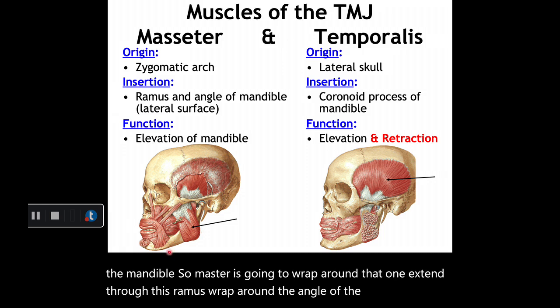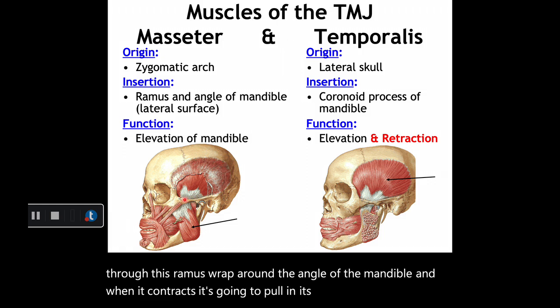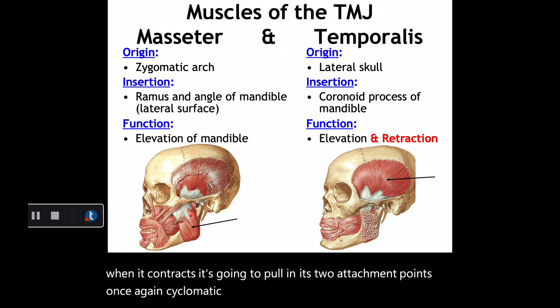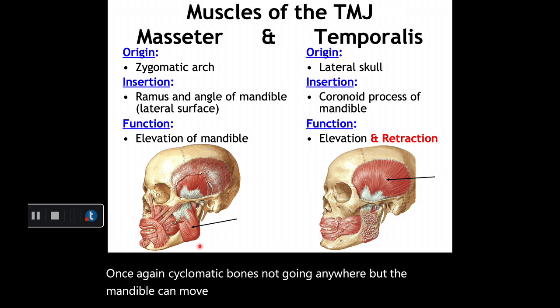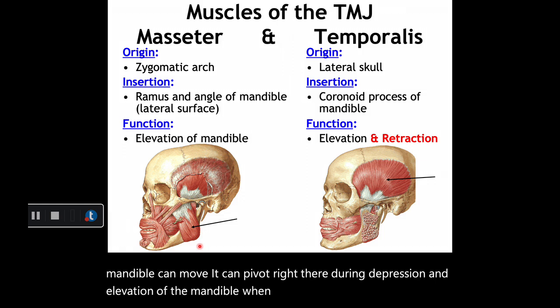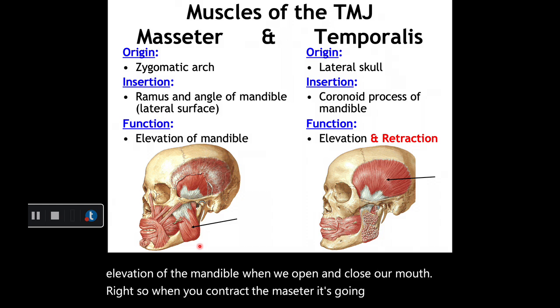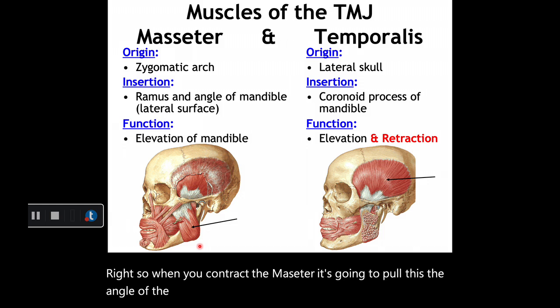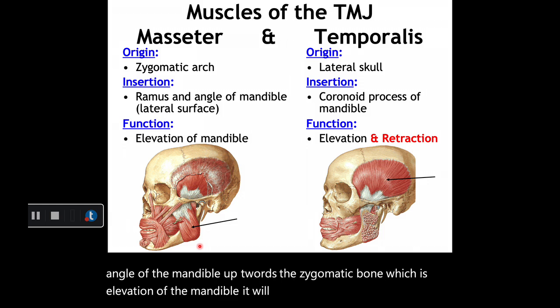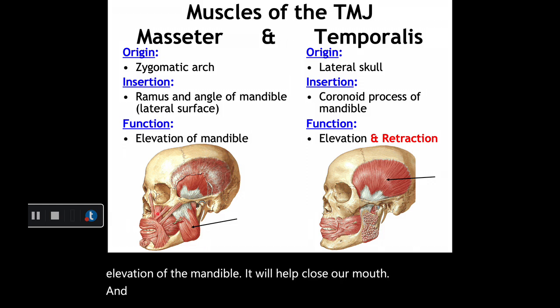And when it contracts, it's going to pull on its two attachment points. Once again, zygomatic bone's not going anywhere. But the mandible can move. It can pivot right there during depression and elevation of the mandible when we open and close our mouth. Right? So when you contract the masseter, it's going to pull this angle of the mandible up towards the zygomatic bone, which is elevation of the mandible. It will help close our mouth. And this is on both sides of the mandible, right, which is going to help crush food that's in between those teeth.